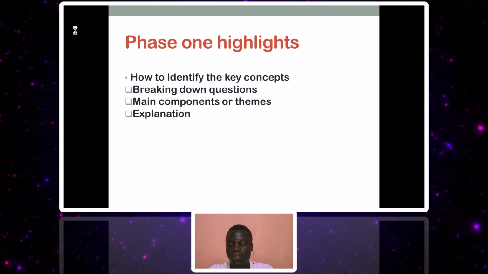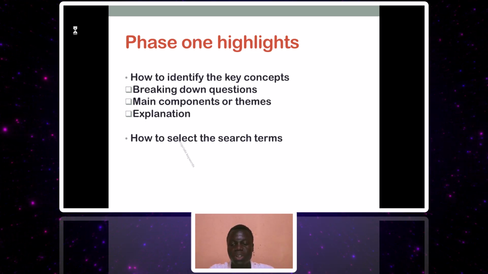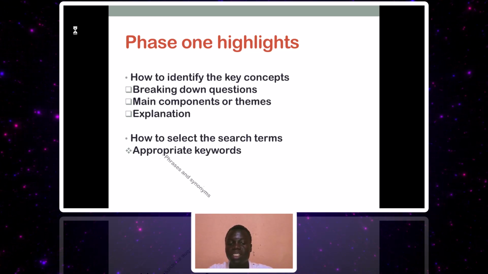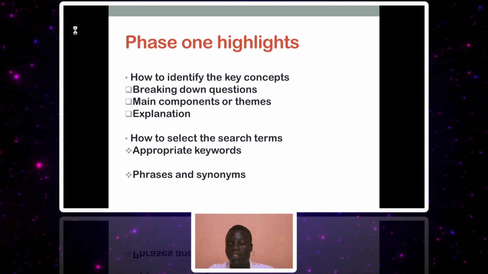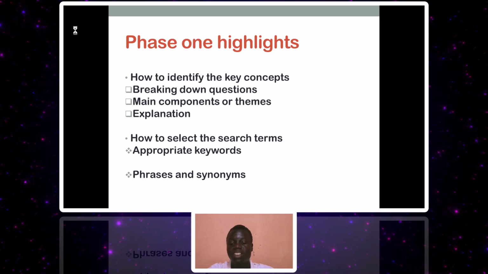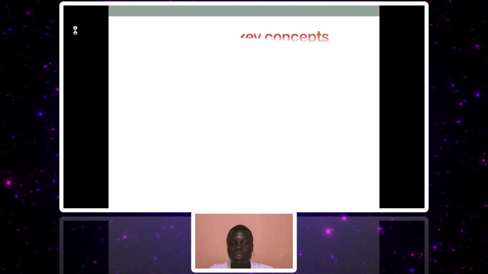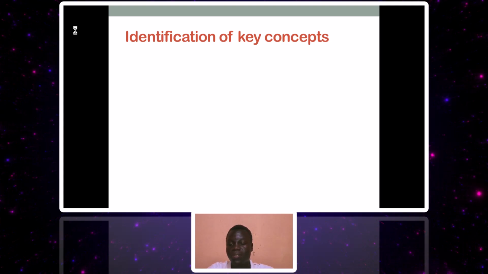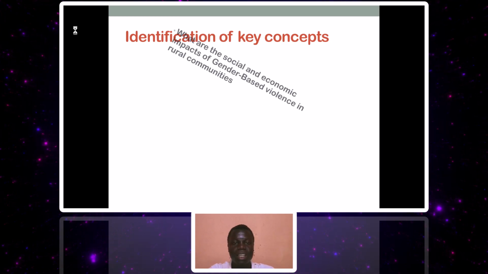And therefore, how can we select these search terms? We can select these search terms by using appropriate keywords, as well as phrases and synonyms. If we are using phrases and synonyms, what are we really going to do? In phrases and synonyms, we are going to go through different ways you can generate the question and treat the question. So therefore, let us look at this identification of key terms.